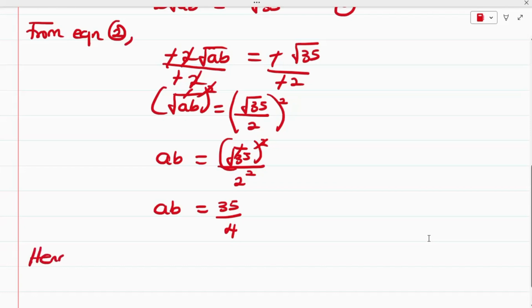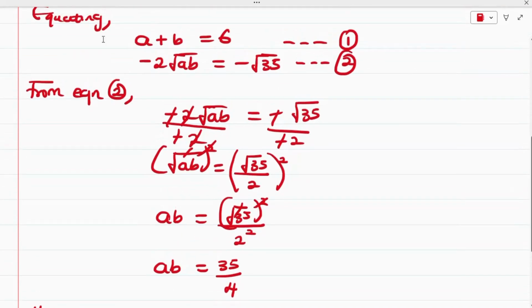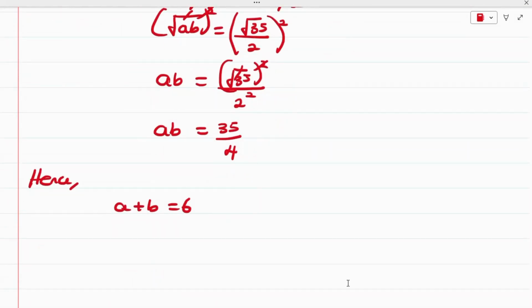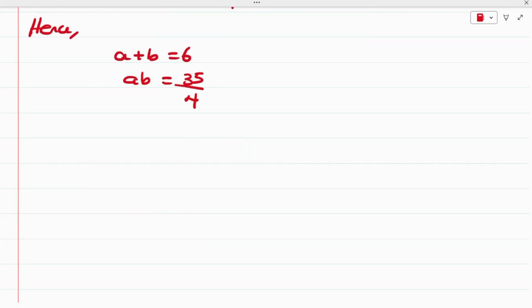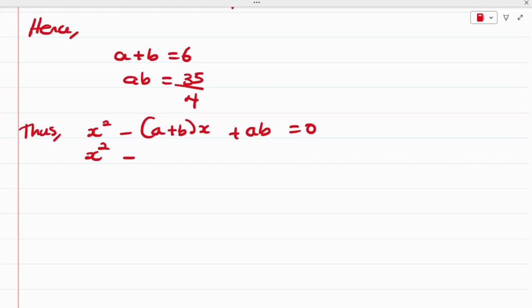So hence we have that a plus b is equal to 6, that is from equation 1, and we have that ab is equal to 35 over 4. So at this point we want to simply apply the sum and product of the roots of the quadratic equation, and this is given as x squared minus (a plus b)x plus ab, and this is equal to 0. Alright, so we have x squared minus (a plus b, which is 6) so we have 6x plus ab, which is 35 over 4, and this is equal to 0.